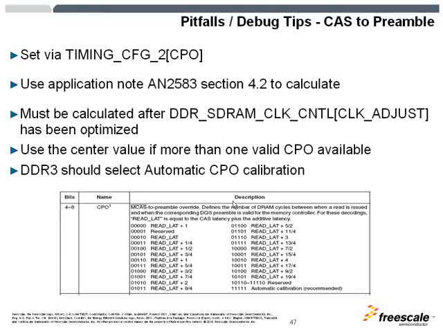because it provides an automation system whereby each byte lane acquires its own delay or timing value. For DDR3, that is almost a must. So if you're using DDR3, automatic CPO calibration should be used.